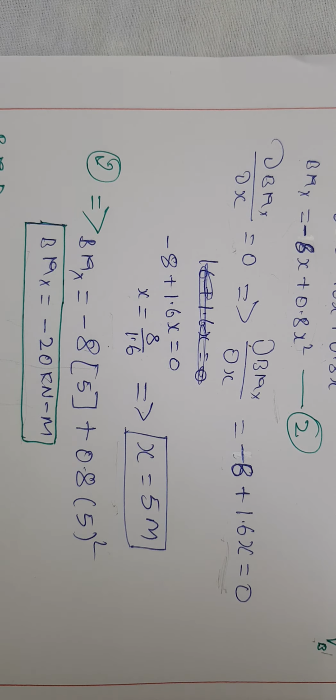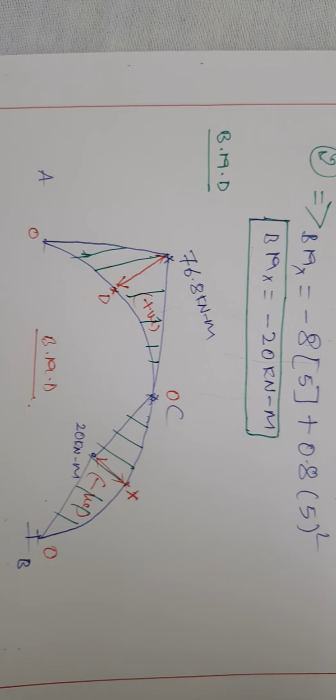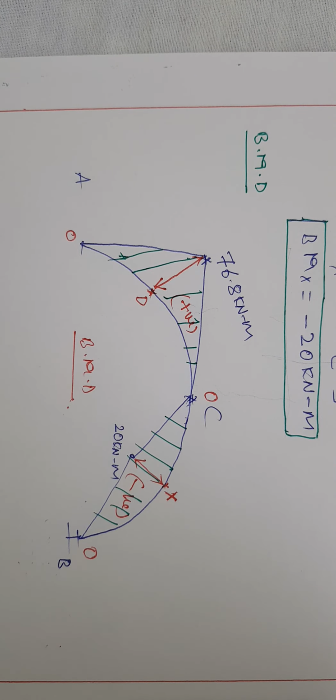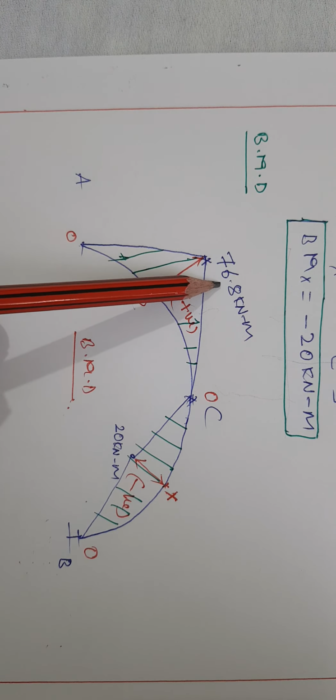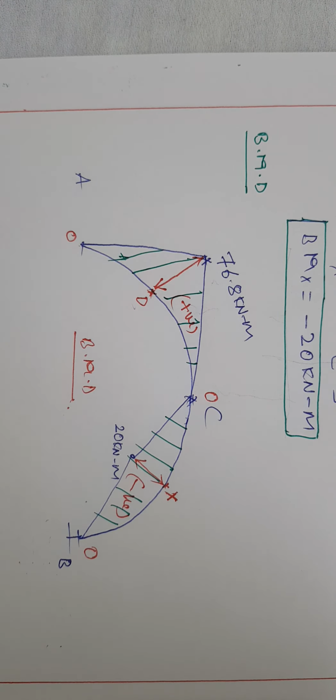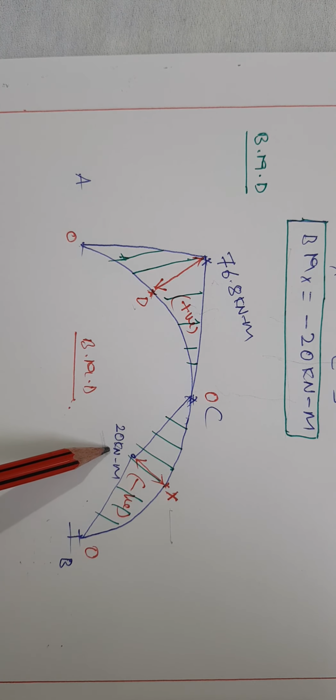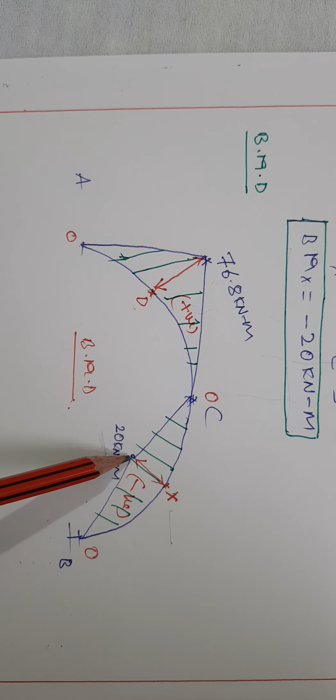If the moment is positive, you have to draw it above the axis of the arch, and if it is negative, you have to draw it below the axis of the arch. You should remember that at the hinges it will be 0. So I am considering at A it is 0, at C it is 0, at B it is 0, and at point D we have a value of 78.6 positive, so above the arch. And at point X we have a value of minus 20, so it is below the center line of the arch, that is what I considered.